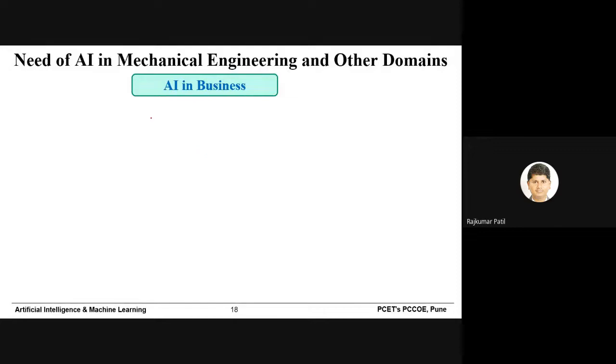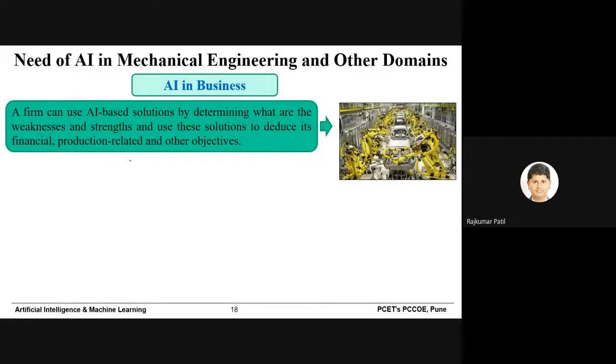Again, AI in business. In business, for example a manufacturing system, what is very important is that the production rate should be very high. At the same time, the quality of the product should be at the higher end, so that there will be good customers in the market, and there you can use AI based solutions. To deploy those solutions, you need to find out the weaknesses of your manufacturing systems, where you can implement an AI based solution.